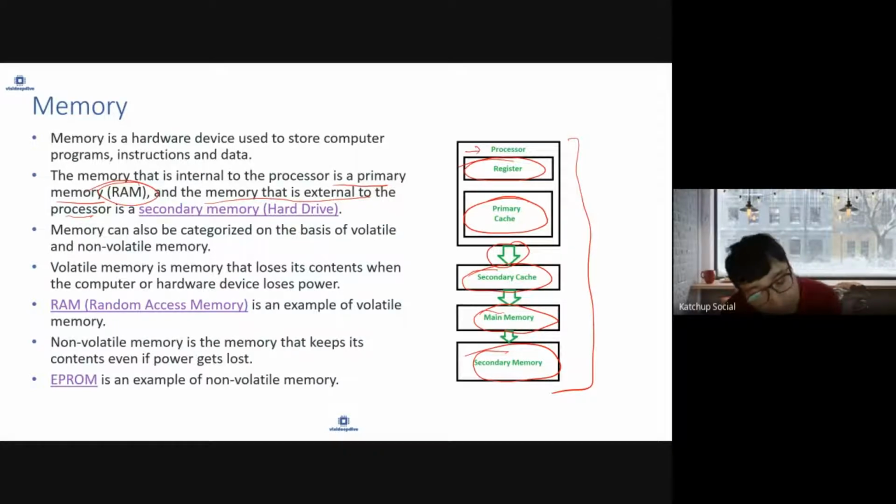So memory basically can be categorized in terms of how close it is to the processor. One is the register file, one is your primary cache. This can be RAM, your main memory, or secondary memory can be hard disks.